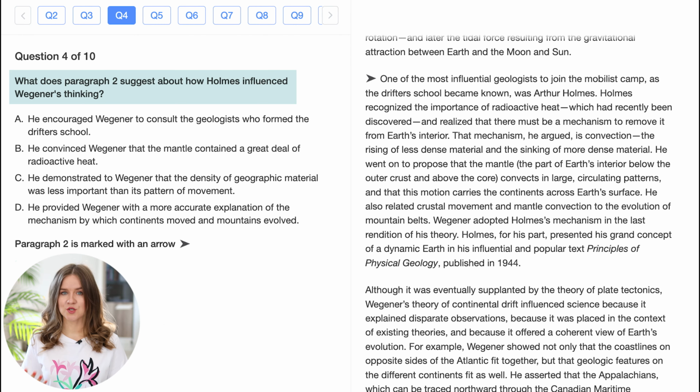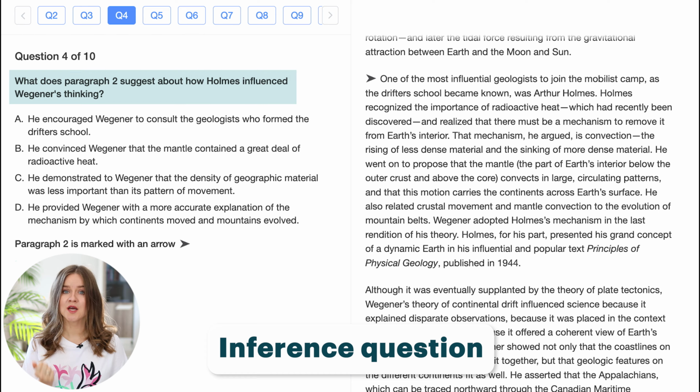Now, question 4. What does paragraph 2 suggest about how Holmes influenced Wegener's thinking? This is an inference question. Why? Because it asks you what the paragraph suggests, not what it says directly. You have to read between the lines to understand how Holmes influenced Wegener based on clues in the paragraph.